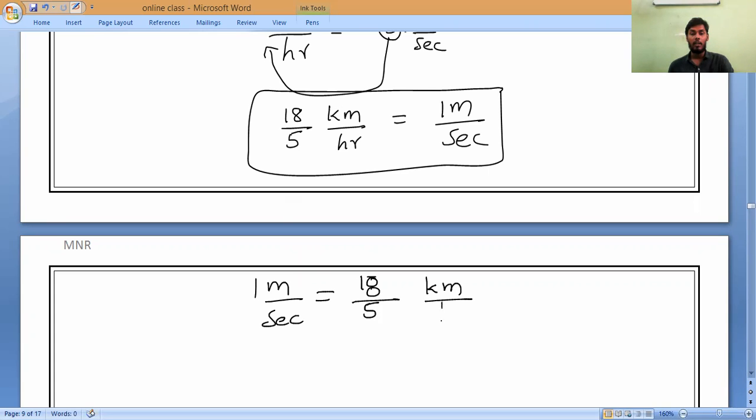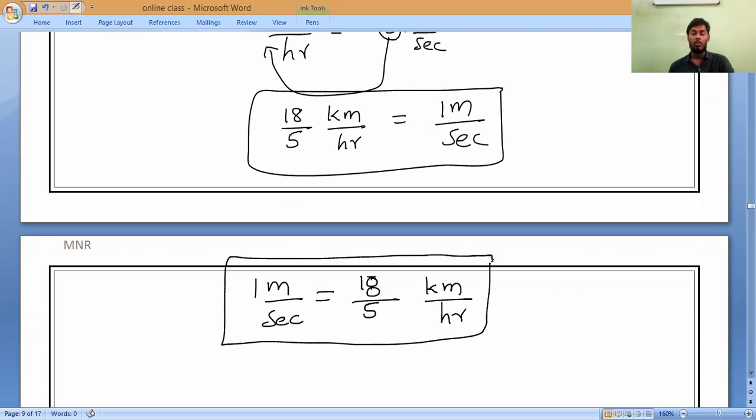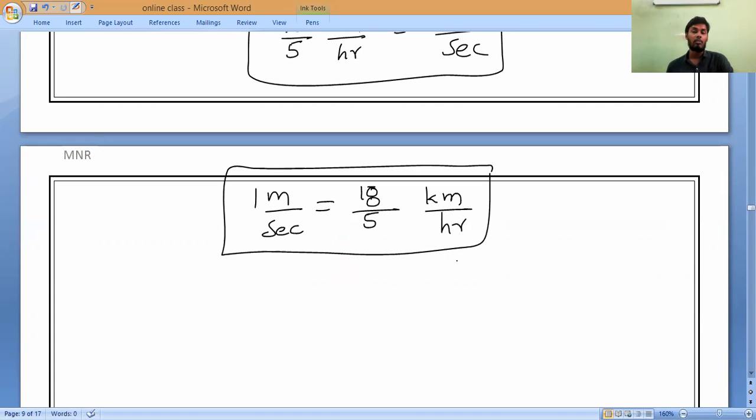18 by 5 kilometer per hour. So this is what you have to remember. Now, when will we use this relation, converting which to which? Meter per second to kilometer per hour. Very good. So converting meter per second to kilometer per hour, that is the mandatory one.